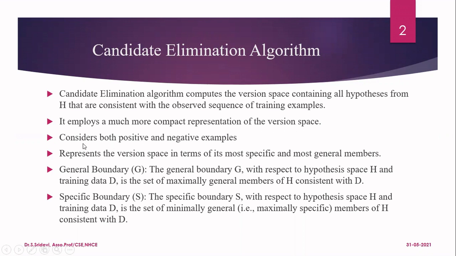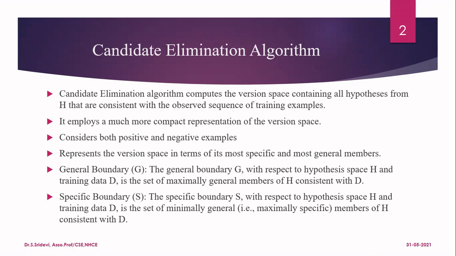This algorithm is going to consider both positive as well as negative examples in finding the version space of the given training sequences. It is going to represent the version space in terms of two things: one is called the most specific hypothesis and the other is the most general members. In this, we are going to define two boundaries: one is called the general boundary G and the other is known as the specific boundary S. Now let us see what is the difference between these two boundaries.